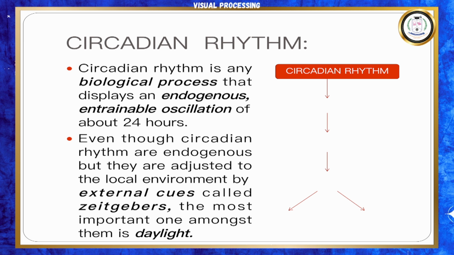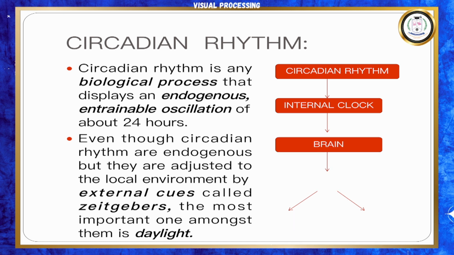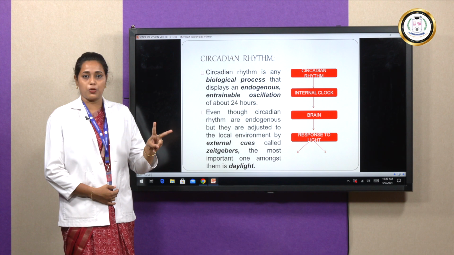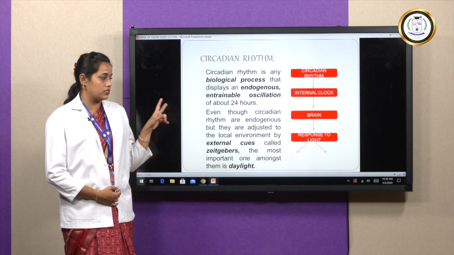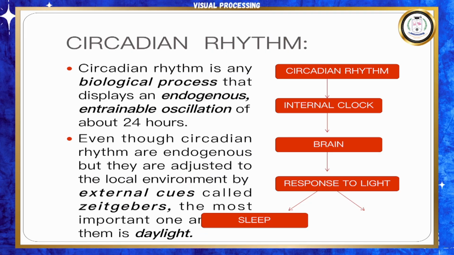So let's see the flow chart about it. Circadian rhythm is an internal clock which is present in the brain. This works in response to light. So it gives two responses and maintains these two responses. One, it maintains the sleep cycle, and along with that, it maintains alertness in an individual.